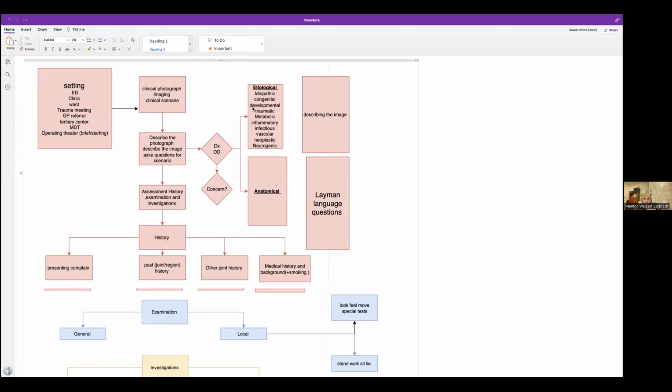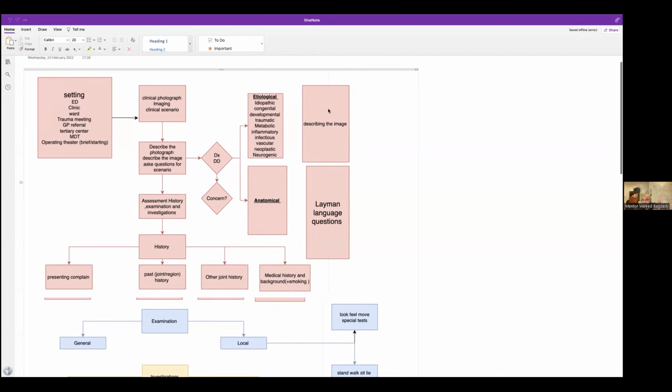Differential diagnosis can be etiological, like almost all the time. Return back to your basics: congenital, inflammatory, infection, neoplastic, neurogenic, if you have no idea what it is. Or maybe anatomical, like I show you a swelling on the medial side of the knee. The skin is intact, so it can be from the skin, subcutaneous tissue, medial meniscus, capsule, bone, and so on.